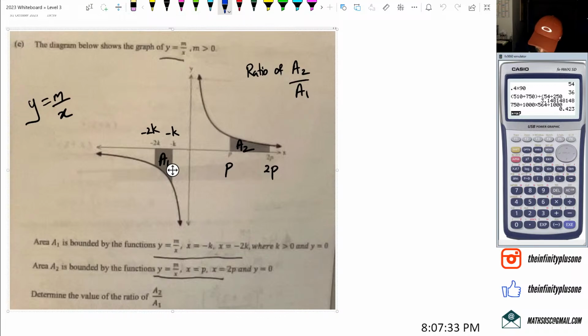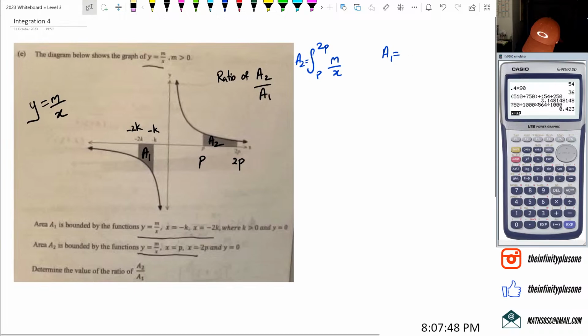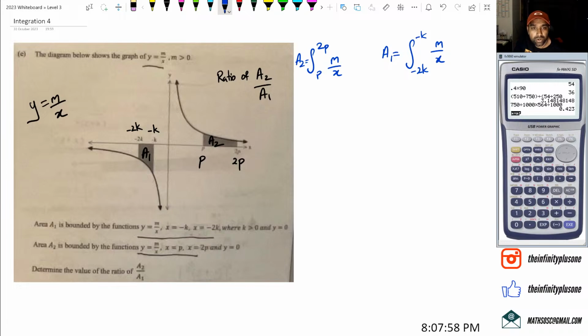All right, so let's start doing this one. What we're going to do is we've got the integral between 2p and p of m over x. Now this is a2, and then a1 is equal to the integral from negative 2k to negative k of m over x. Now m is greater than 0, so we're not really going to worry too much about it.